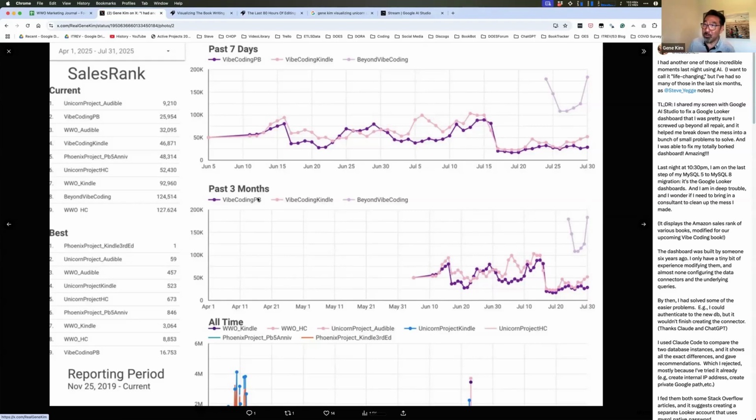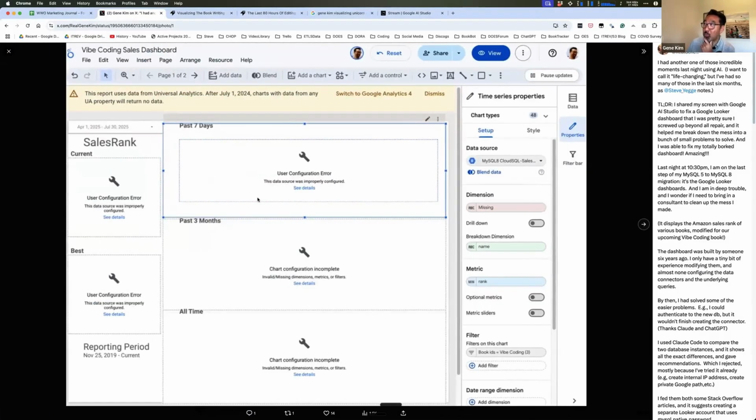So I start the Google Looker Studio migration, of which I know almost nothing. Someone wrote this for us 6 years ago, and he's since left the business. And by 10:30, here's what it looks like. There are 3 significant errors all showing up at the same time. User configuration errors, chart errors.